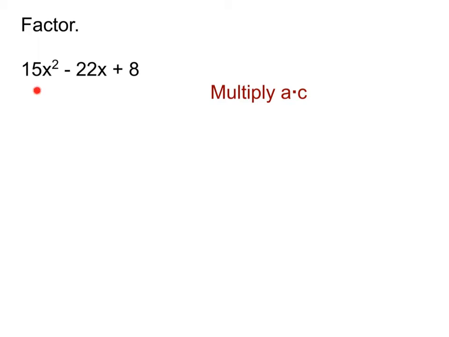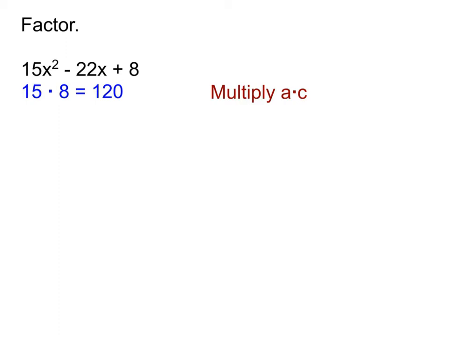And so when we multiply A times C, A of course is whatever's in front of x squared. C is the number that doesn't have any x on it at all. So I'm going to be multiplying 15 times 8 in this. And so that gives me 120. All right, now I know AC. What do I do next?